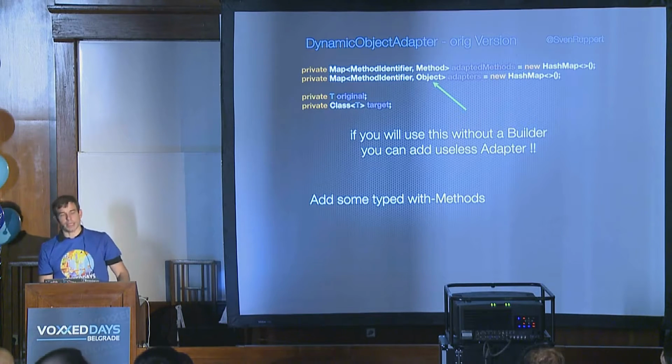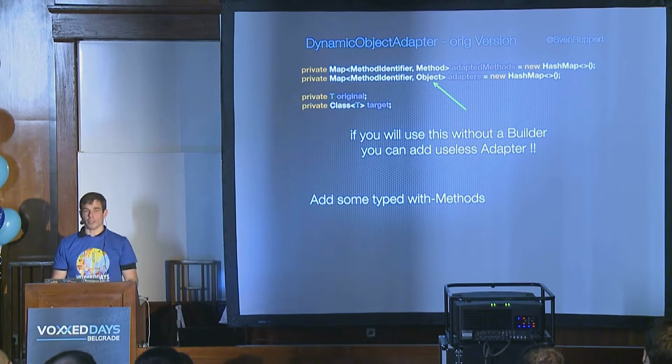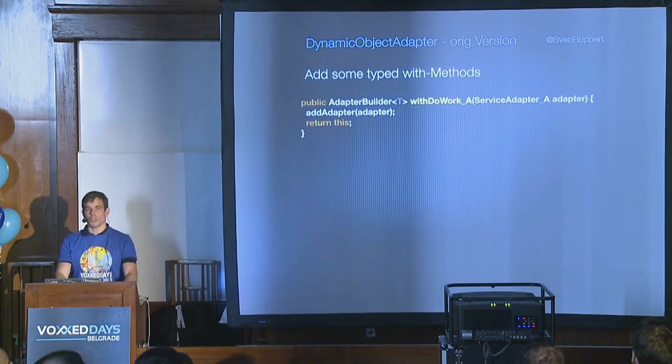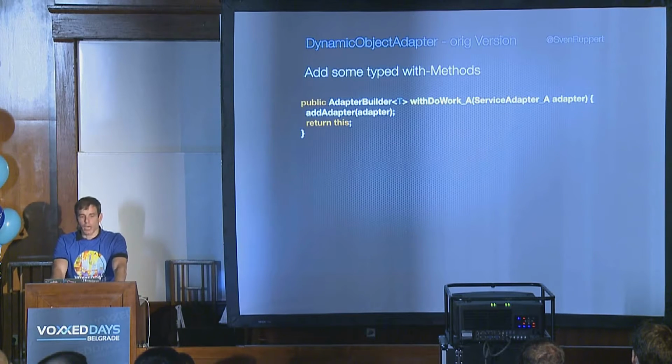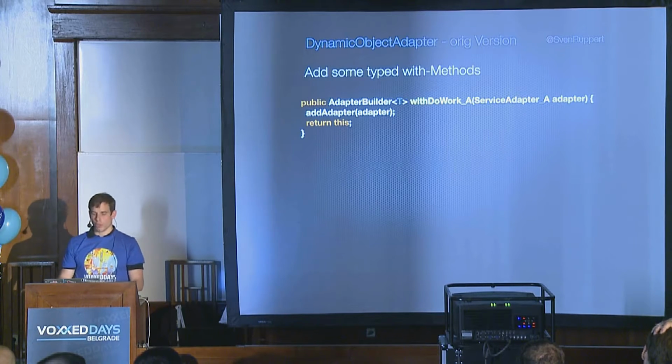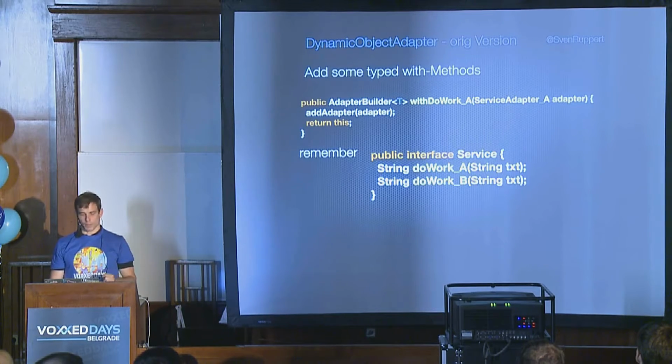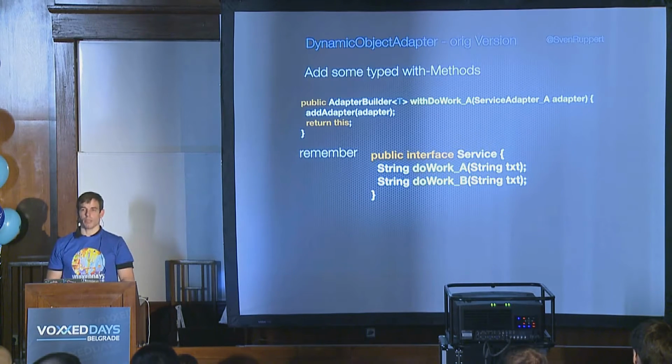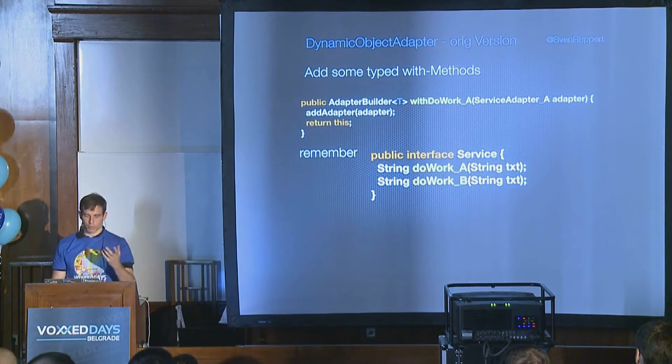But we can add some with methods from the builder pattern. The generic one is with A, with B, with C. So if I were using functional interfaces from the beginning, I would add through a builder only do method A, do method B. This is typed with the functional interfaces. I'm getting out of the original interface, and then it's type safe at this point because I can only add this one. So I have this do work A with a service adapter A functional interface. And then you can add only functional interfaces that are matching through this service.